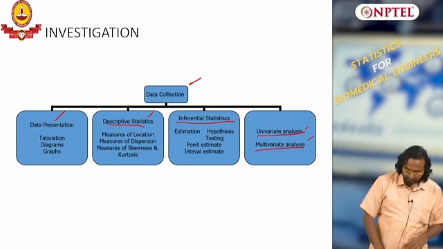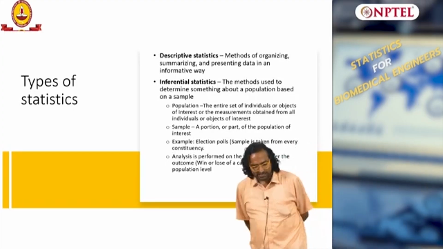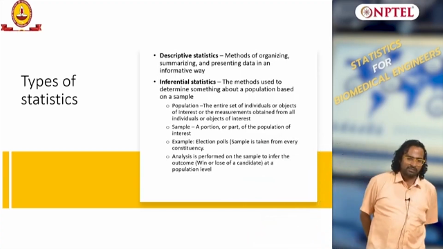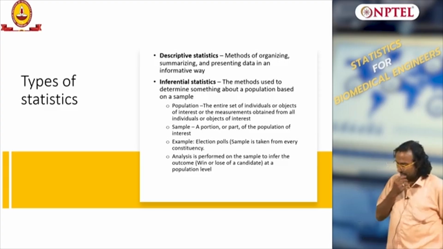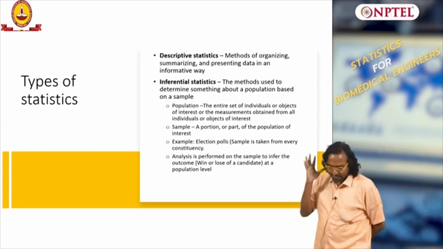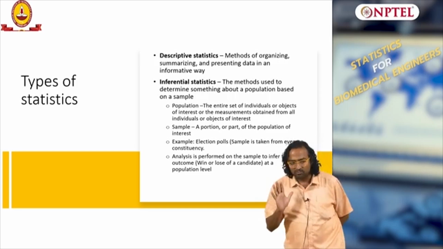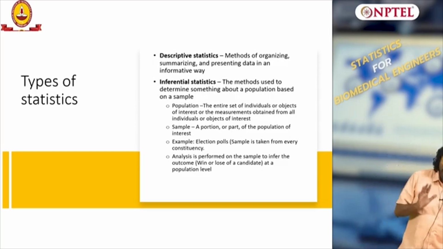Okay, let's move on. When we talk about statistics, we talk about two kinds of statistics. One is descriptive, the other one is inferential. Descriptive is summarizing and presenting data, which is the easiest to do, the beginning level to do, right. So there are many softwares.